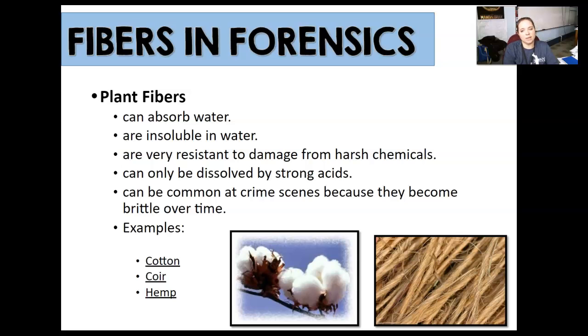That's where that bleach came in. Bleach is a really strong acid. So it can dissolve a little bit, but it is a little bit more resistant than, say, if you dropped a little tiny bit of bleach on something synthetic, it could burn a hole straight through it. They can be common at crime scenes because they become brittle over time. Some examples are cotton, coir, or hemp.